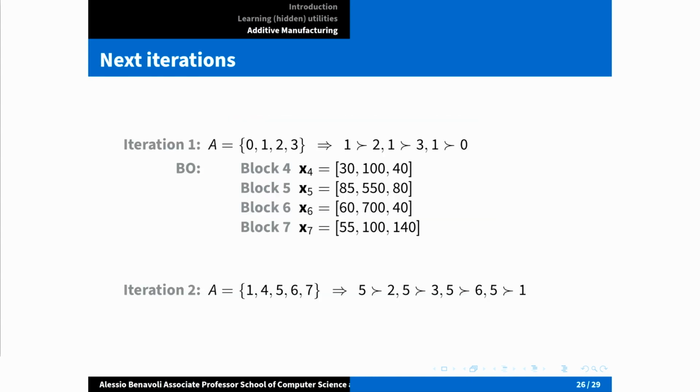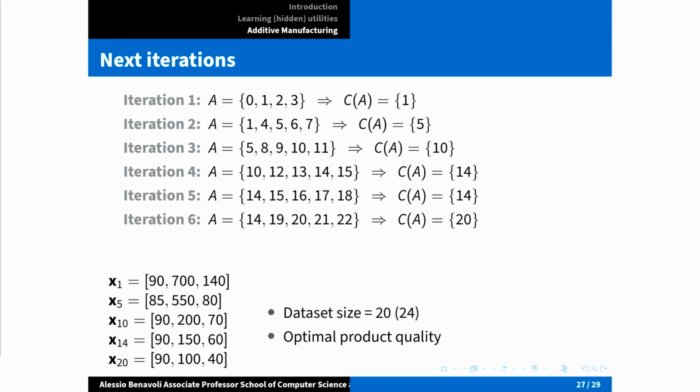Then we make new parameters. We print 4 blocks, and now the person says, okay, with these new blocks and the previous one that you said was the best so far, now the best one is number 5. So we keep going like that. The first iteration, number 1, number 5, number 10, number 14, and basically in these few iterations we find the optimal parameters, which were these, for what the person wanted for that piece.